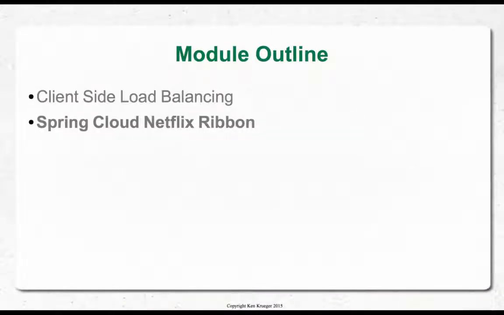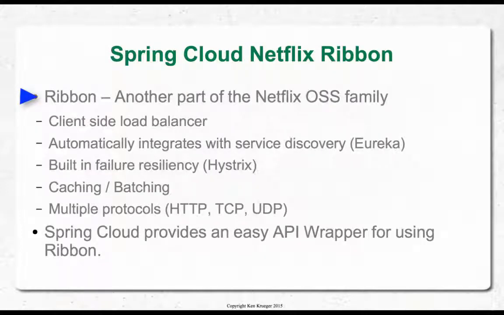So now that we understand what the client-side load balancing is for, let's explore Spring Cloud Netflix Ribbon. The Ribbon project is another part of the Netflix OSS family. It is battle-tested by Netflix and is being used extensively even as you watch this presentation. It is a client-side load balancer, and it has automatic integration with Eureka Service Discovery. It also has support for failure resiliency, which we will cover later when we get to Hystrix, and it even supports things like caching and batching.